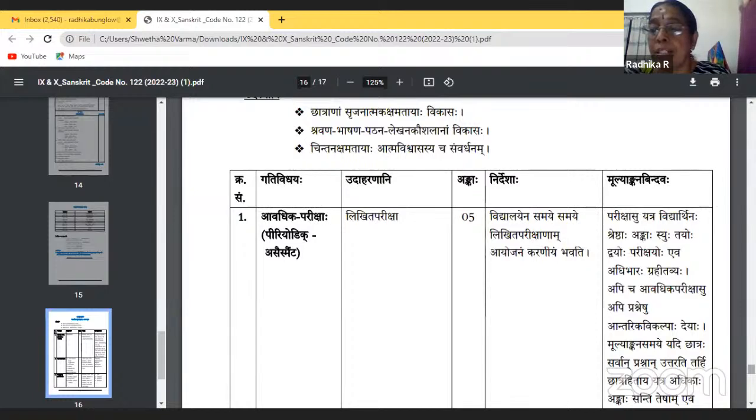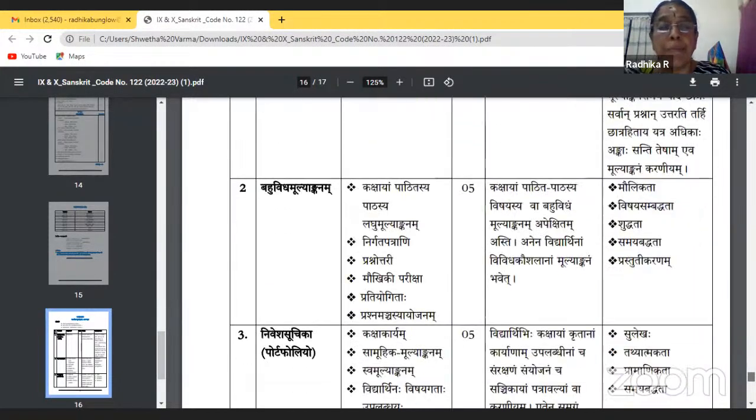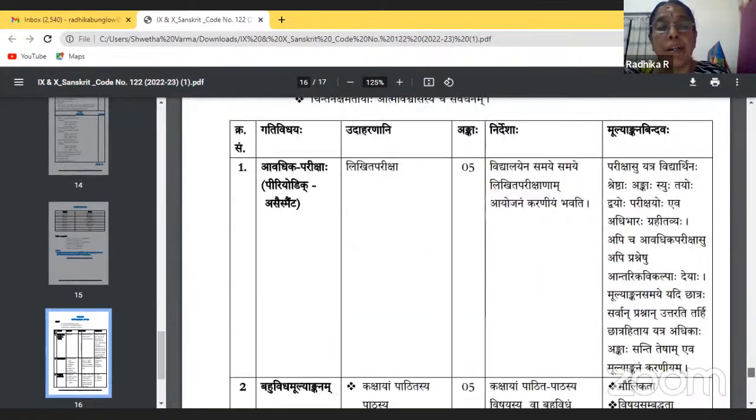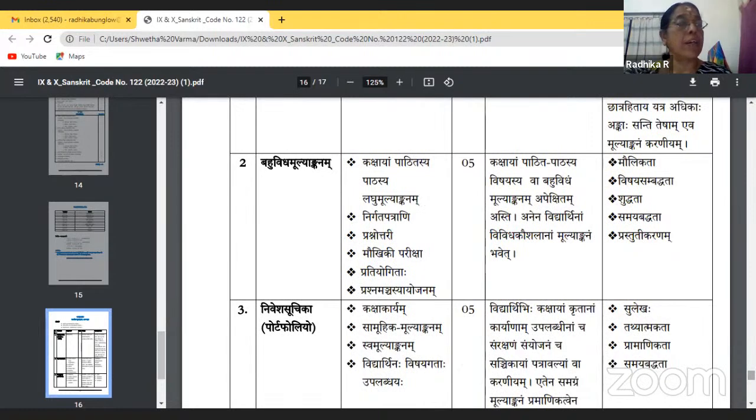Then the other 5 marks will be taken from Bahuvitha Mulyangana. Kakshayam Padhitasya Pathasya Likhu Mulyangana. A class test should be taken. Prashnotari, we have to conduct a quiz about the chapters. Oral Prashnotari, Maukiki Pariksha, reading test, Pradiyogita, some competitions, reading competitions, etc. Prashna Manjasya Ayojanam, we have to conduct that quiz.